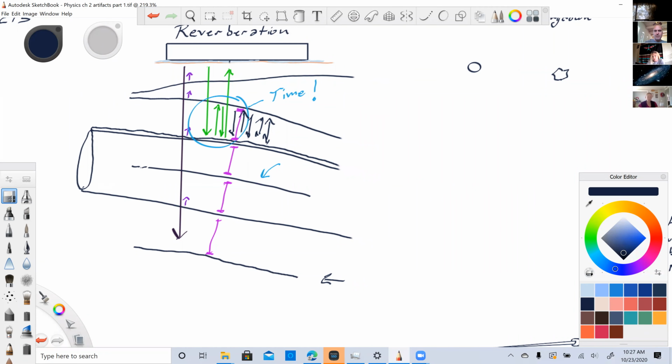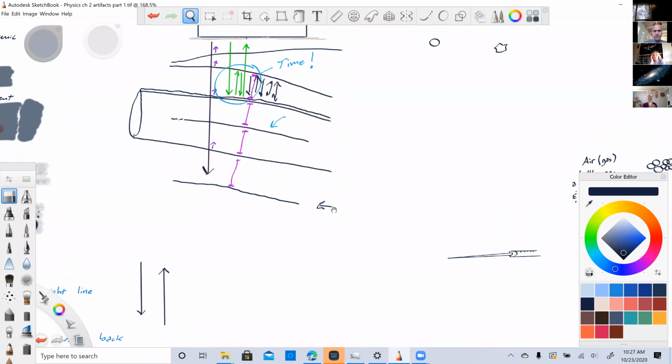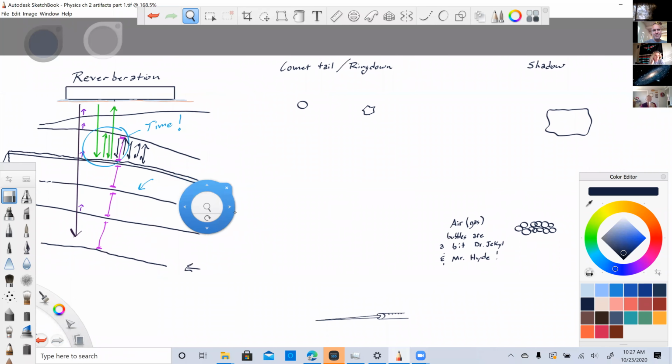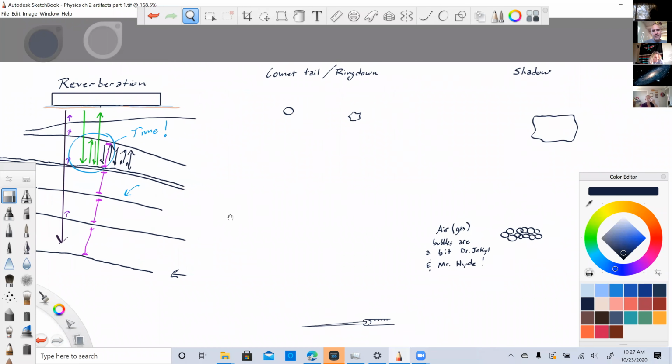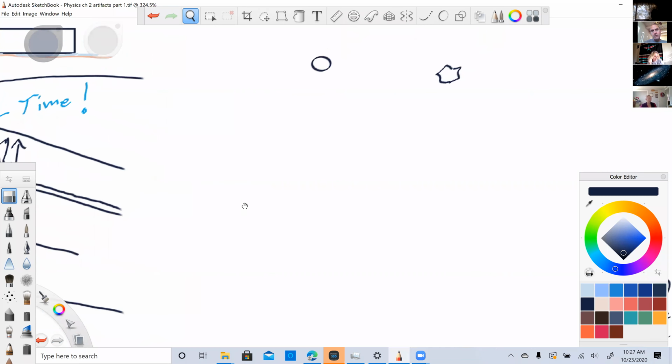Okay, give myself a lot of room. So that's reverberation. We could demonstrate that again. Okay. Now, there are other kinds of reverberation that are not called reverberation.